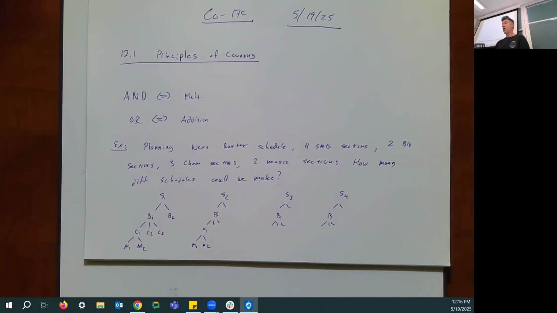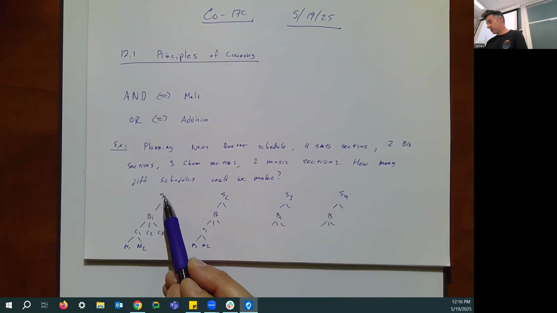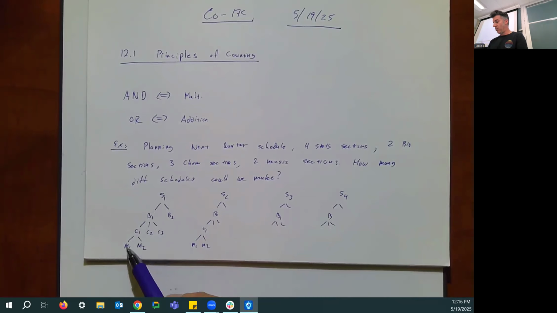At the end of the day, I like to think of these as a bunch of different paths, each path giving you a different combination. You could have stats 1, bio 1, chem 1, M1, or stats 1, bio 1, chem 1, M2, or stats 1, bio 1, chem 2, M1, right? You can just go on and on.